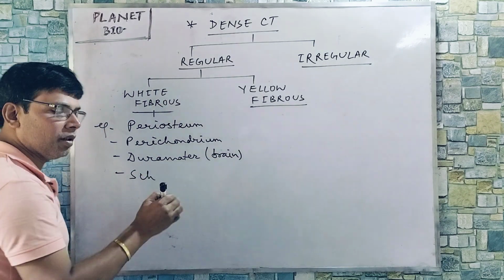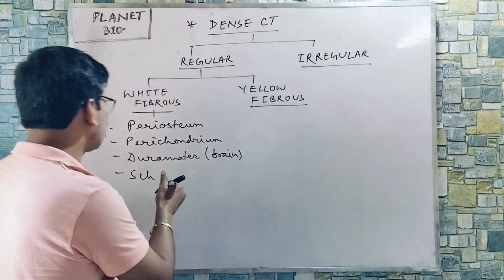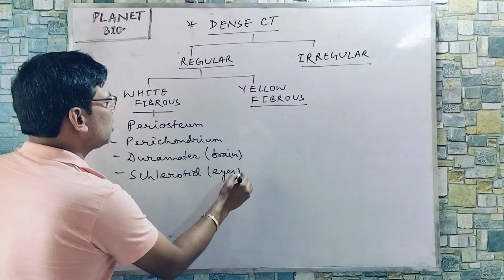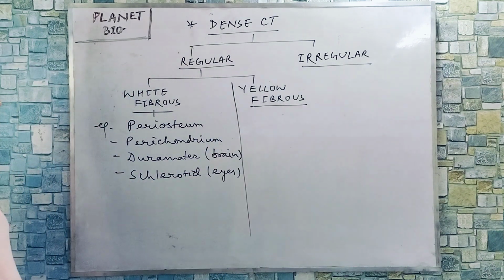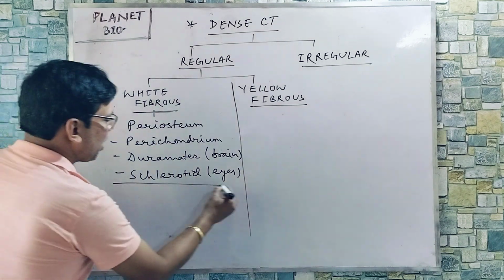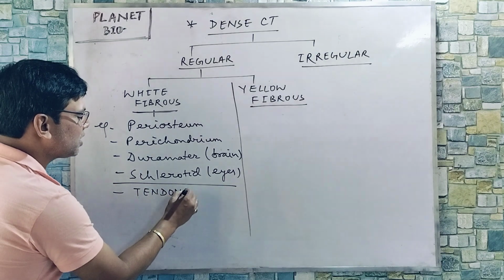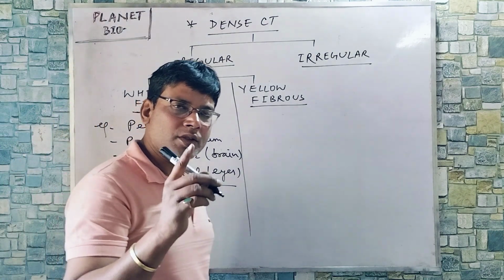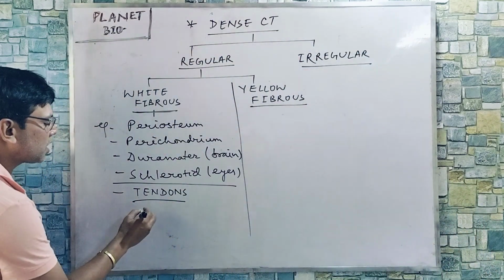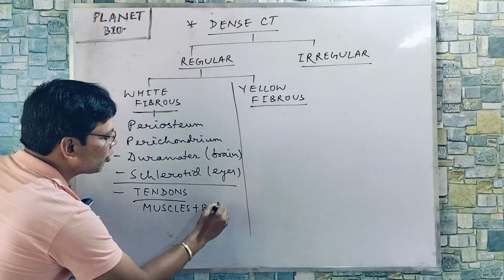Then sclera. Our eye has three coats: sclera, choroid, retina. Sclera or sclerotic in eyes. So this is how you can learn. And white fibrous is abundantly found in tendons. And what are tendons? You know, areolar tissues join skin with muscles. Here, tendons join muscles with bones. Muscles with bones.